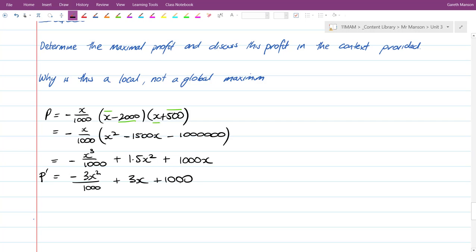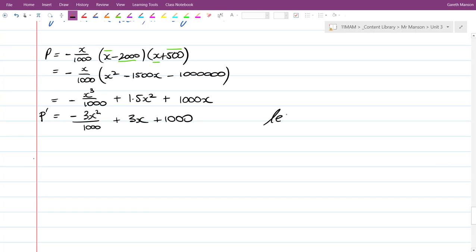And I want to determine when p dash equals 0. So I always have this little throwaway line here, y dash, p dash, dy/dx, whatever it is: let p dash equal 0. And I get 0 equals negative 3. I'm going to rewrite this slightly differently so I can see with clarity my coefficients. Plus 3x plus 1000. And I'm going to have a quick look at that and recognise, yes, I could multiply everything by 1000.